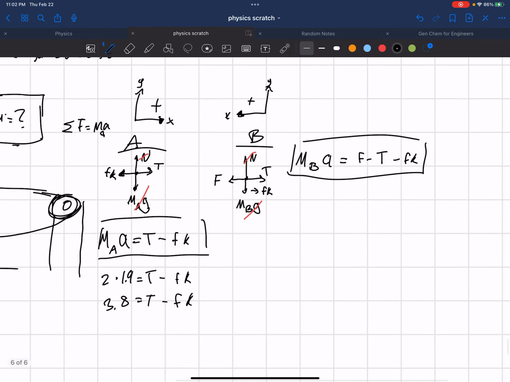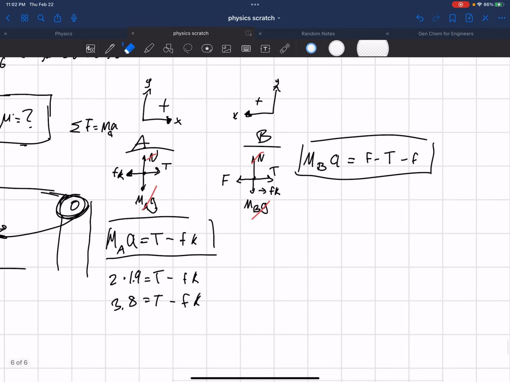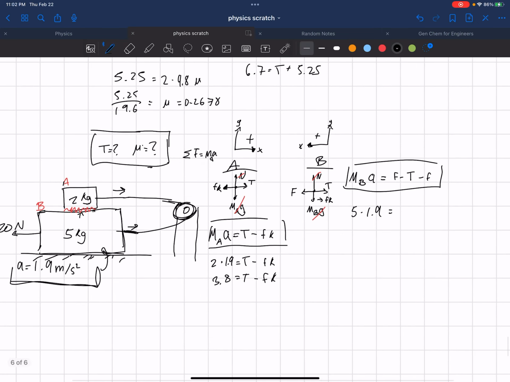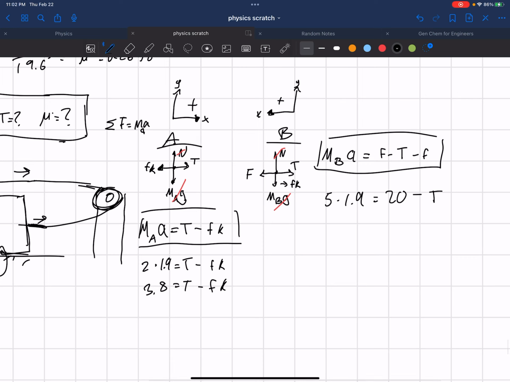And then this one is going to be, what's this? 5. 5 times 1.9 is equal to the force. What's the force? It's 20, guys. Remember, it's 20 minus T minus FK. All right, we're almost done here. So 5 times 1.9 is going to be 9.5.